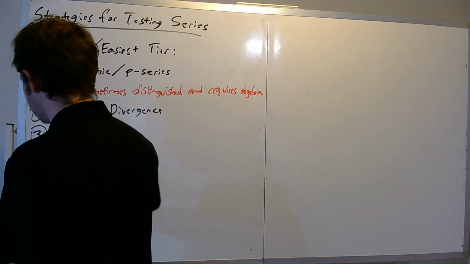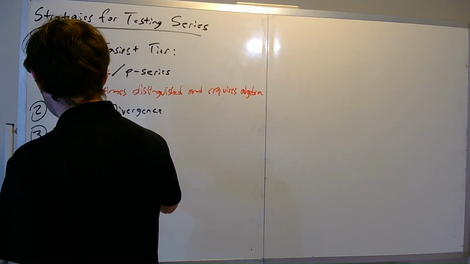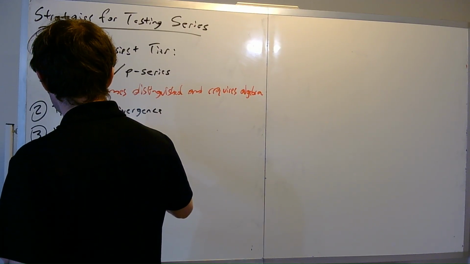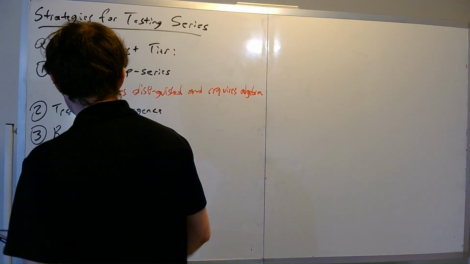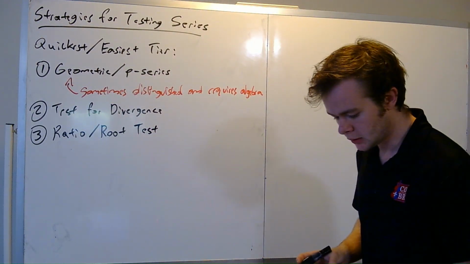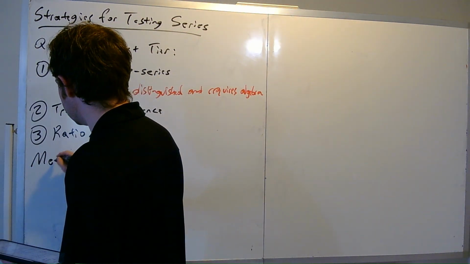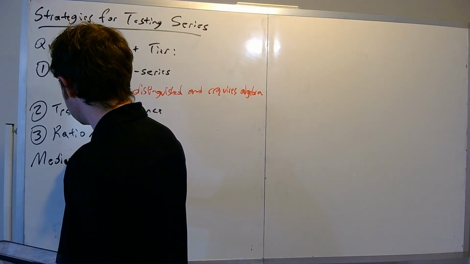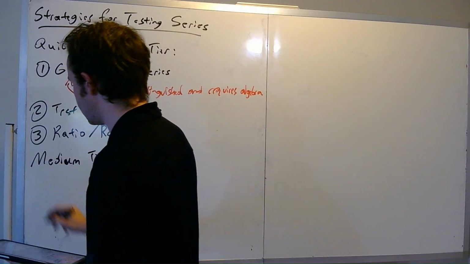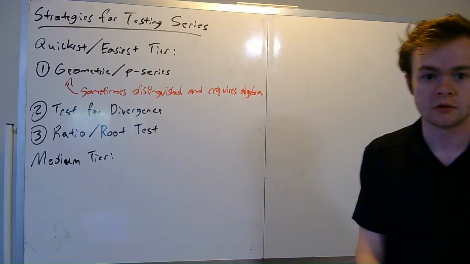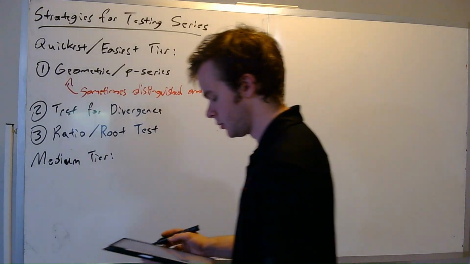And our third nice tool to use is going to be the ratio slash root tests. Okay. So our next tier of tests, let's call this the medium tier. Right, so you kind of just go down the list and see what's the easiest test I can use, and is that going to solve my problem for me?